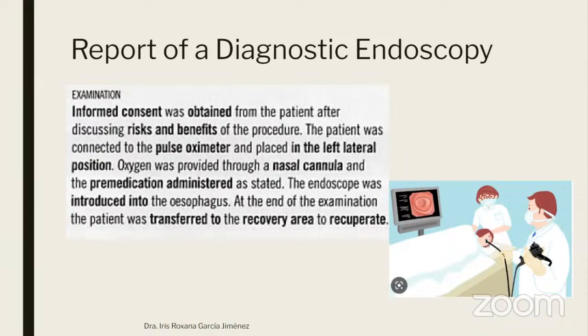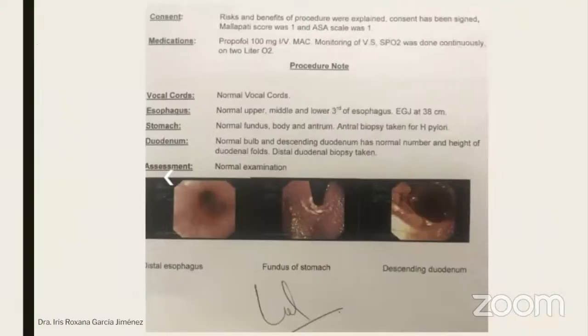Oxygen was provided through a nasal cannula and the premedication administered as stated. The endoscope was introduced into the esophagus. At the end of the examination, the patient was transferred to recovery area to recuperate. All of these steps, all of these speeches necessarily. And again, we have here blackened words, blackened expressions for catching the correct meanings, okay? The catching the expressions we certainly need. This is just an example about an endoscopy when everything is normal, so don't worry about it, just an example.